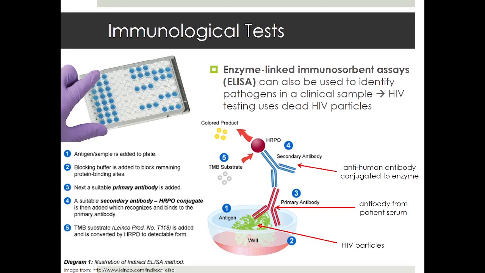The same kinds of principles of yes or no, is it there or not, can be applied to this other test called enzyme-linked immunosorbent assays, or ELISAs. These are another antibody assay that can be used to see whether or not a certain pathogen is present in a sample. They're actually used widely in testing for HIV particles. And if HIV particles are present in a specimen, we're going to see that color change that's shown here in this plate.